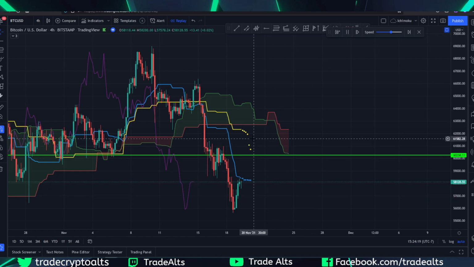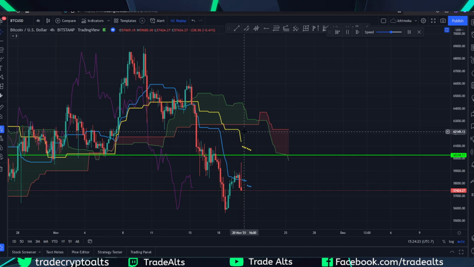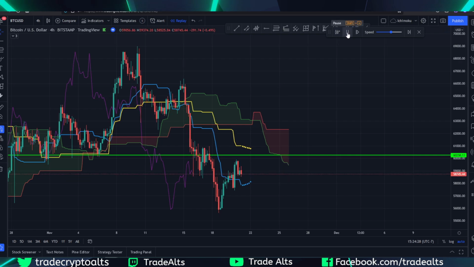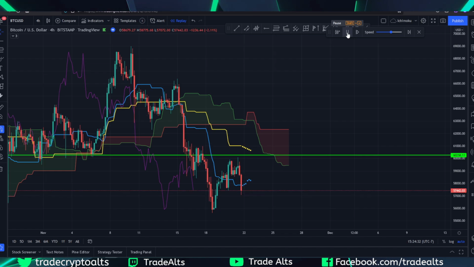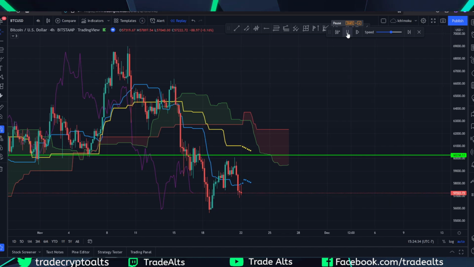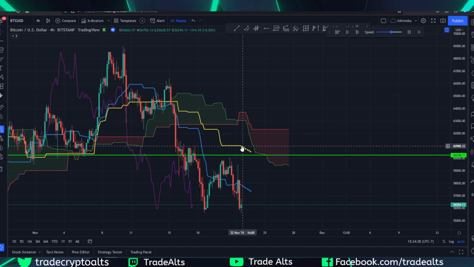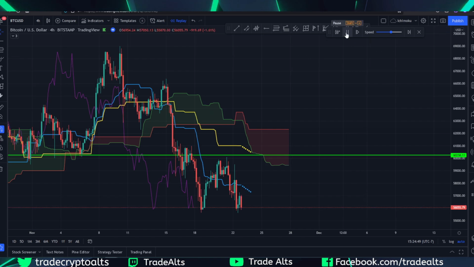You do have a bit of a C clamp forming here. This is a very far distance from your Tenkan and your Kijun. So here, Kijun's pretty flat, so you have to keep that in mind. Could have a potential move here, but you did take this low out as well. So the short trade is shaping up.